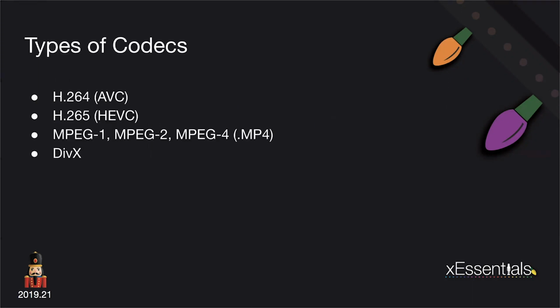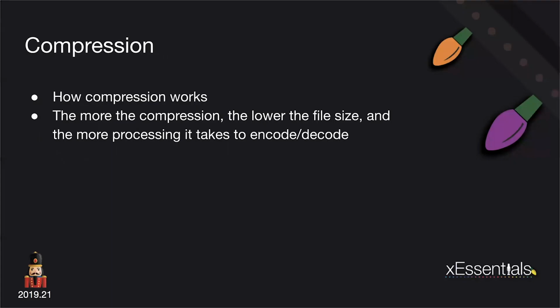So types of codecs are H.264 or AVC, Advanced Video Coding, H.265, which is a bit newer, High Efficiency Video Coding, MPEG-1, MPEG-2, MPEG-4, and DivX, and there's a few others. These ones are kind of the most popular ones. The most popular, especially for web videos, and I'd recommend it for xLights, is H.264. And that brings us into compression.